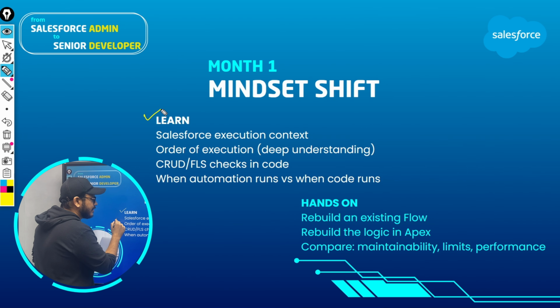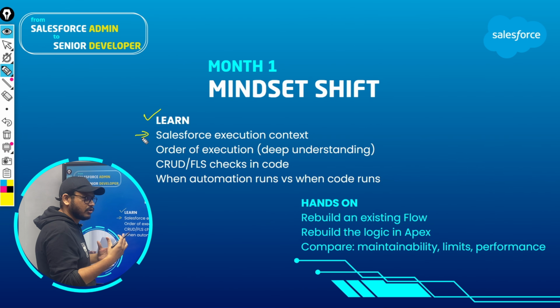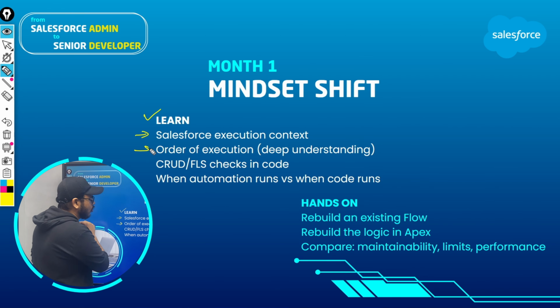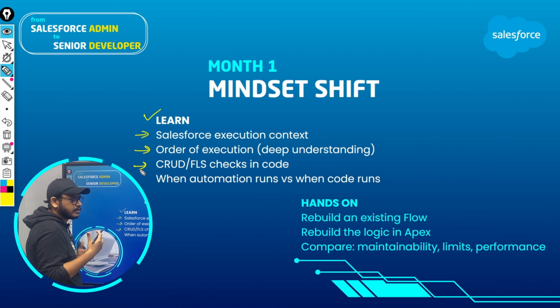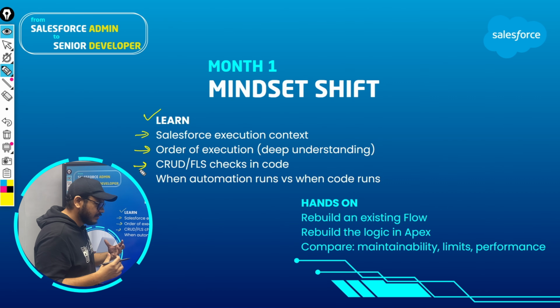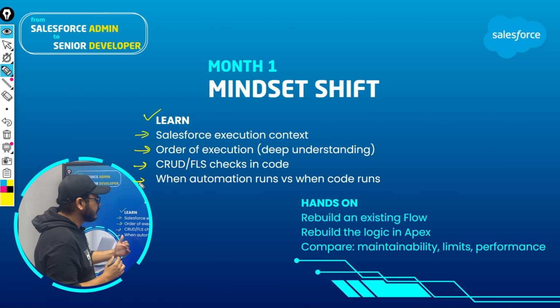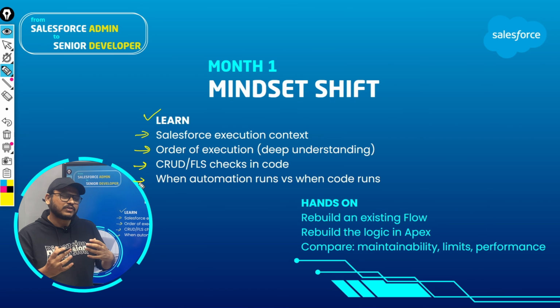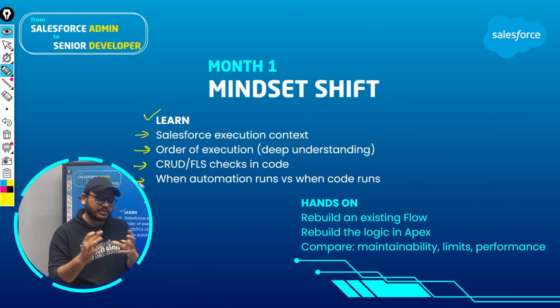Try to understand the execution context, the Salesforce execution context, how does it work. Try to understand order of execution, which is very important, and build a deep understanding about it. Try understanding the CRUD concepts and FLS, field level security, and how those things impact code, if there's a logic or code written. And then try to understand when automation runs versus when code runs. Sometimes there is confusion between automation and code, as if they're the same thing. So try to understand the key difference.